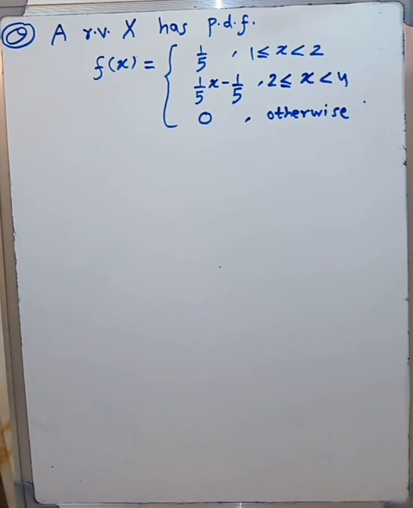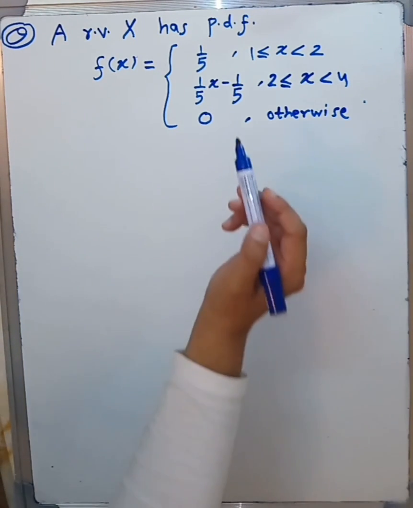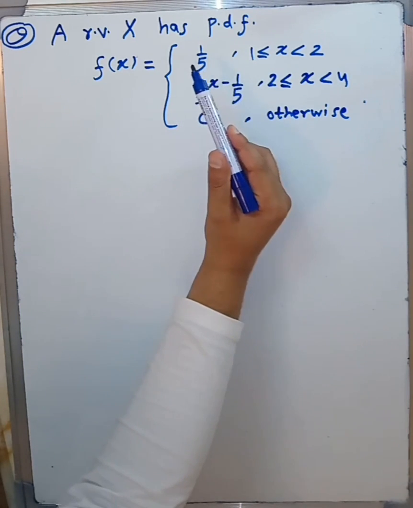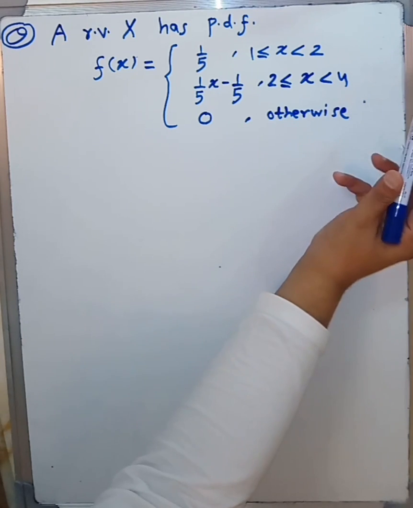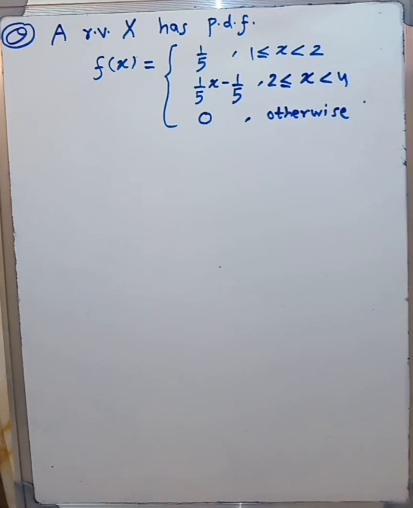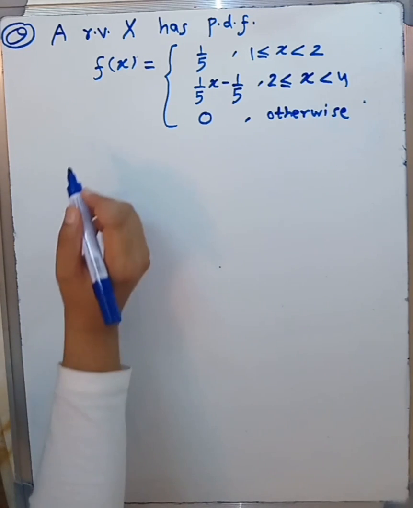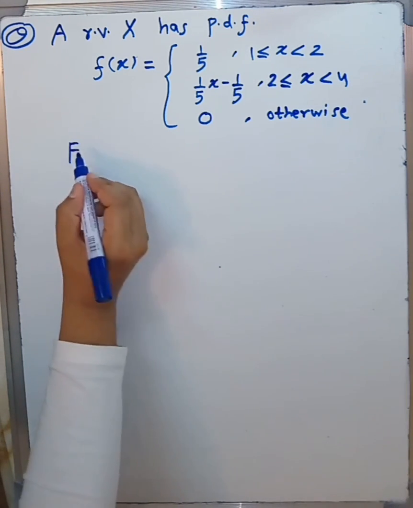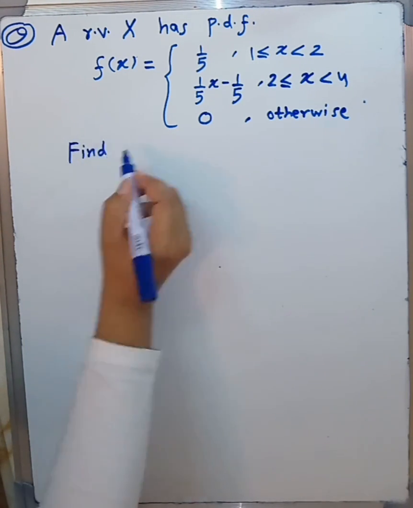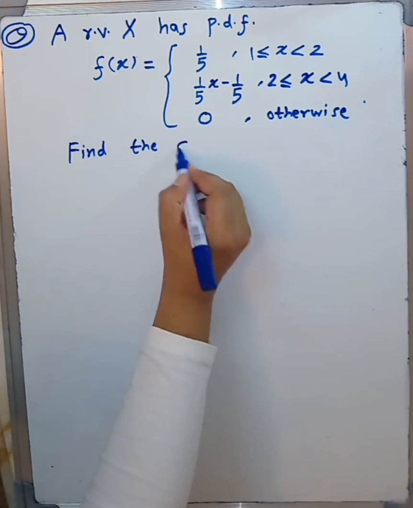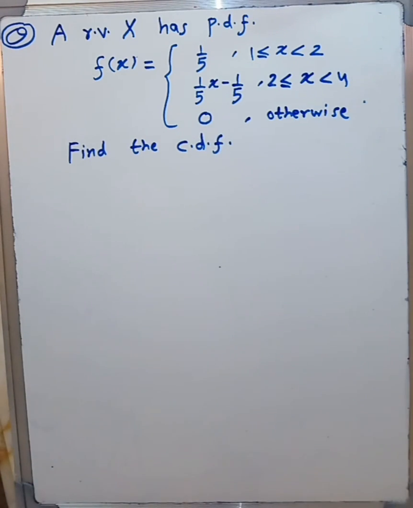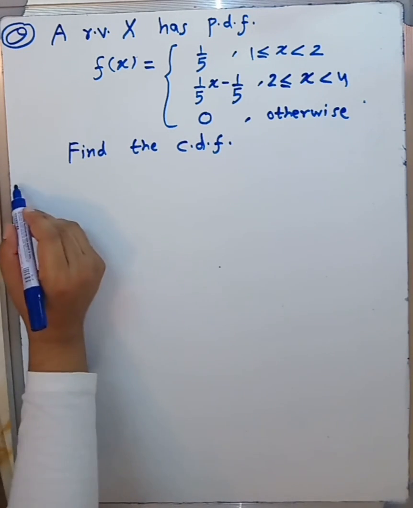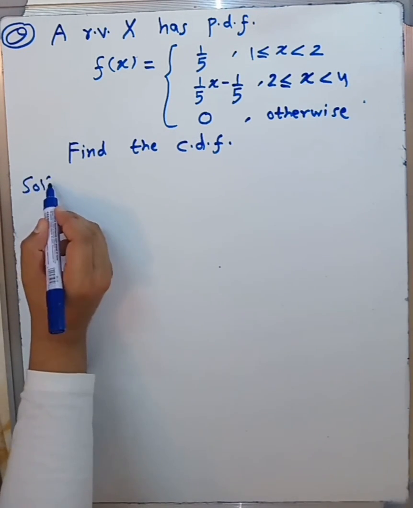Otherwise means that whenever the value of x is less than 1 or the value of x is more than 4. Find the cumulative distribution function CDF. So let us see the solution.